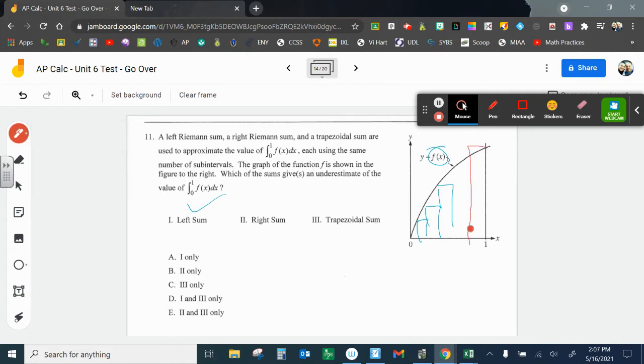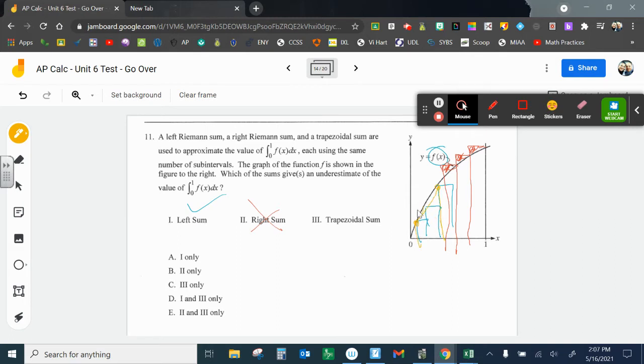Right-hand Riemann sums, right now I should see, hey, these are all going to be over. So that doesn't work. And now trapezoidal sum, let's do this in yellow. I'm going from here to here.